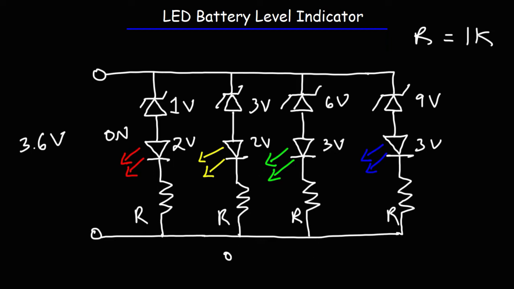Now what if we apply a voltage of, let's say, 9.6 volts? Which LEDs will be on and which ones will be off? Feel free to pause the video and think about that for a moment.